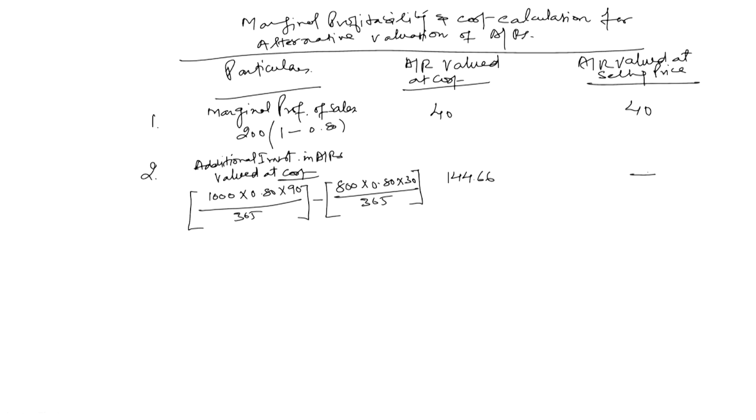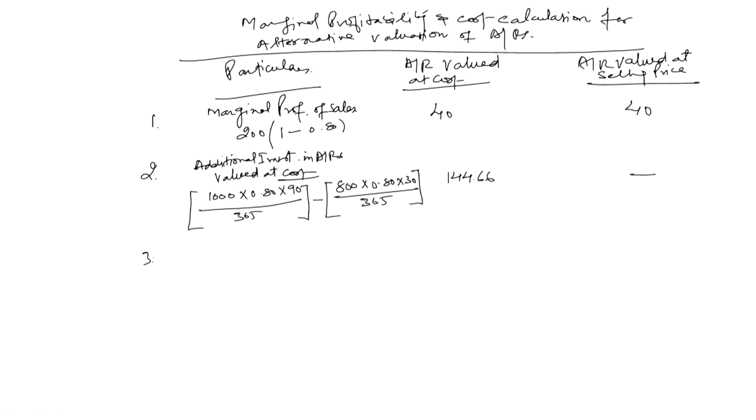Here we have valued the receivables at cost because we have multiplied this 1000 of the sales with the cost only. So, we have first converted the selling price into cost price and then multiplied by the number of days sales are going to be blocked in the accounts receivables. So, this is the additional investment in accounts receivables valued at cost.